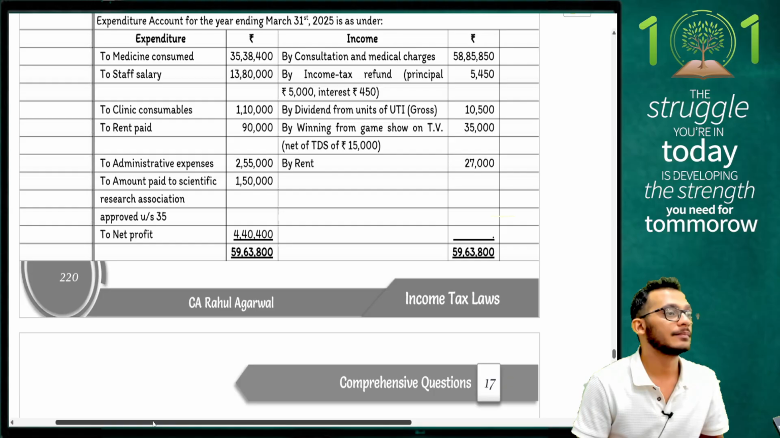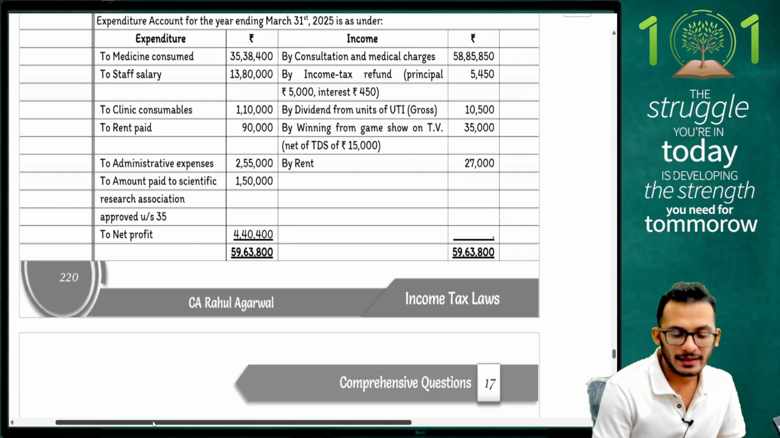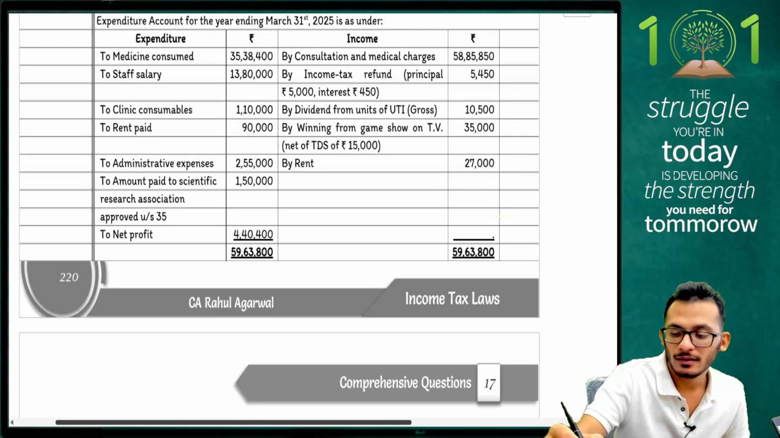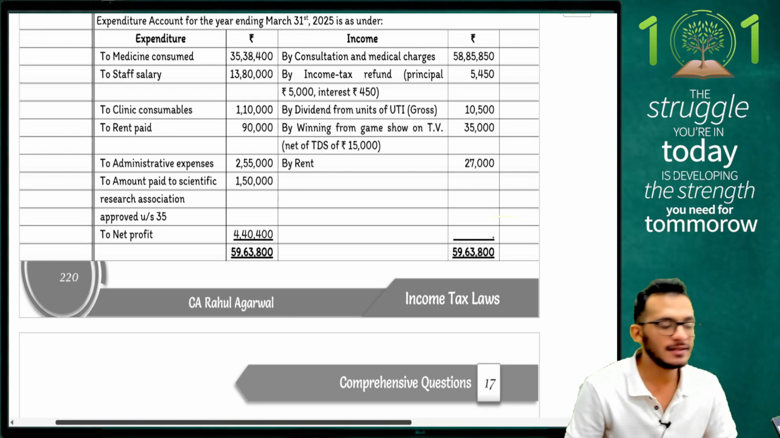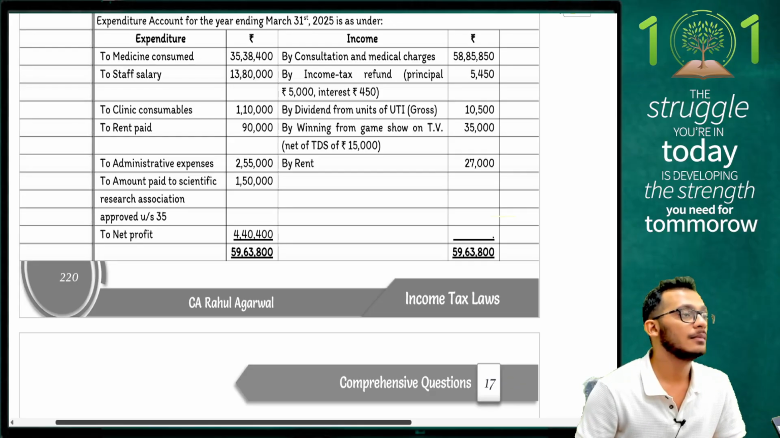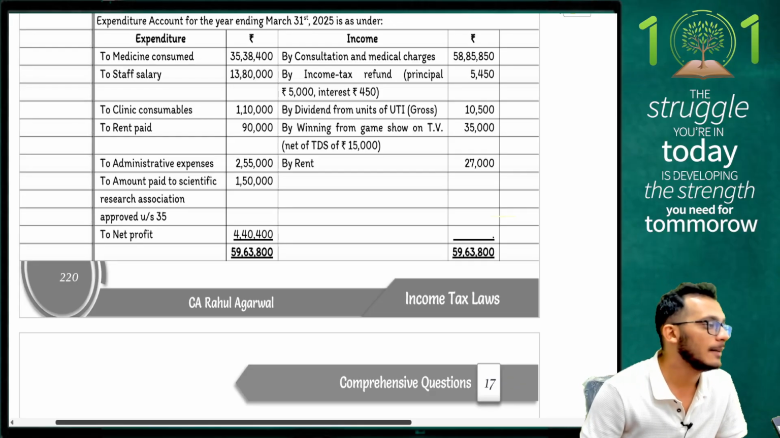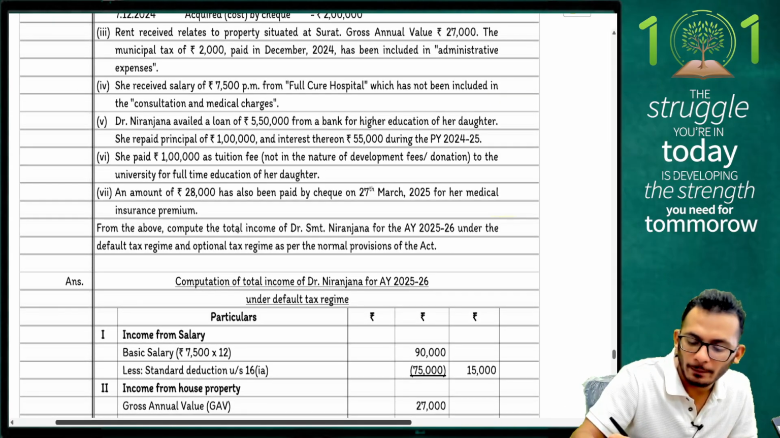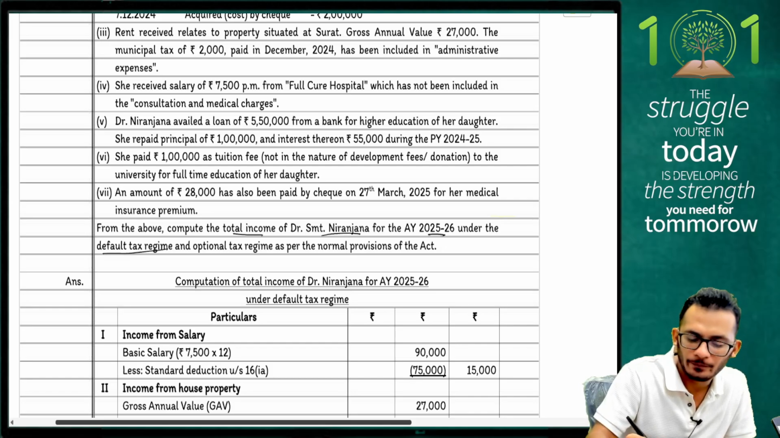The question says, Dr. Niranjana is a resident individual, aged person, a senior citizen. Her income and expenditure account is given to you. Am I reading the table? No, I'm looking at the requirements. It says, from the above, you are required to compute the total income of Srimati Niranjana for 25-26 under DTR and ATR.